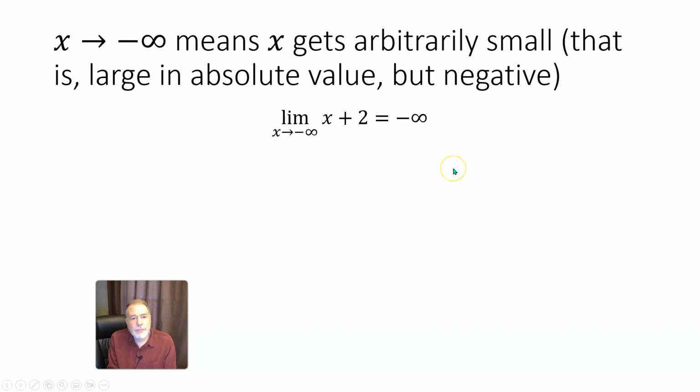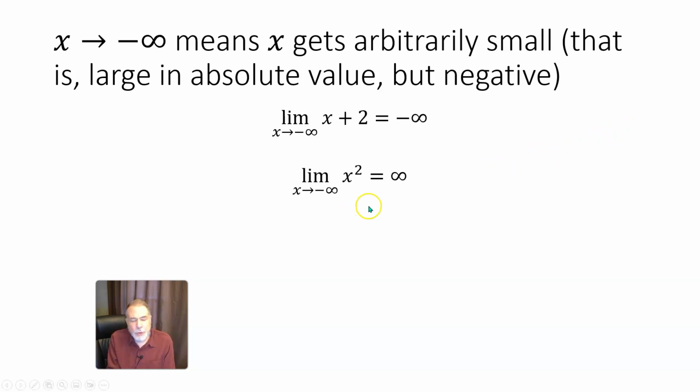So the limit as x approaches negative infinity of x plus 2 would be negative infinity. If x is a really, really negative number, so is x plus 2. Like if x is negative 10 billion, x plus 2 would be negative 9,999,999,998, which is still very negative. And you can get x plus 2 to be even more negative than that just by making sure the number you put in for x is negative enough.